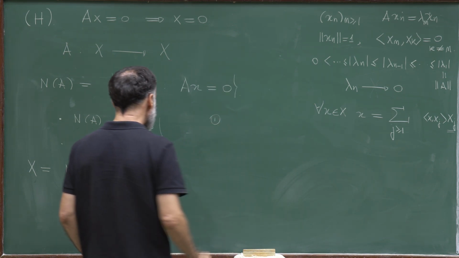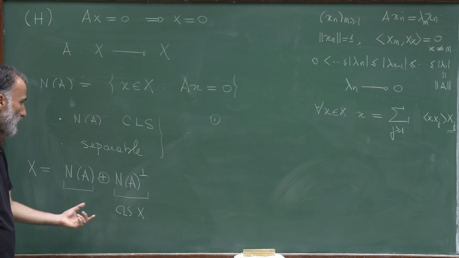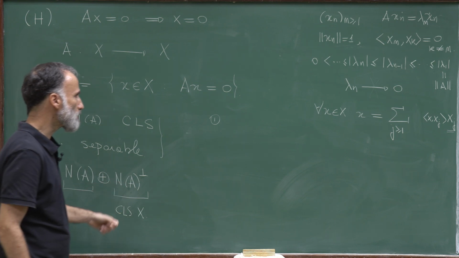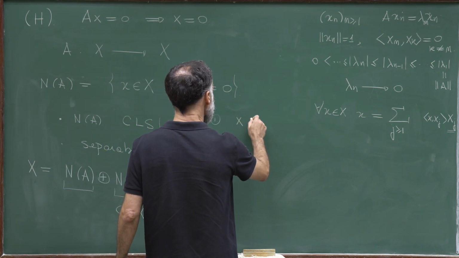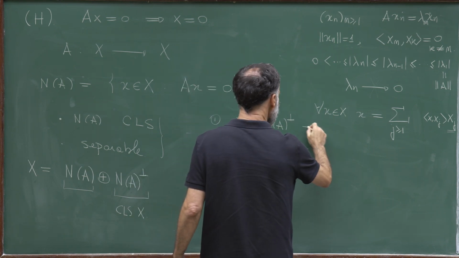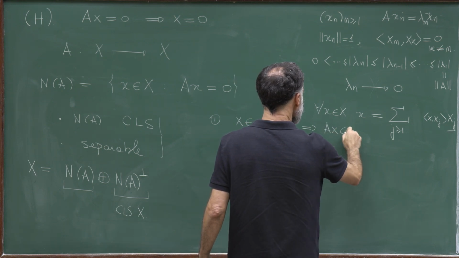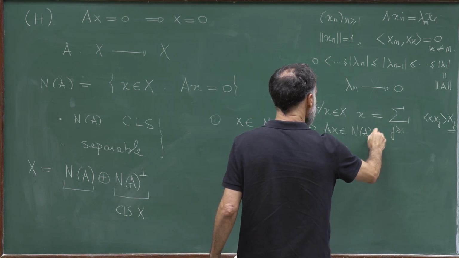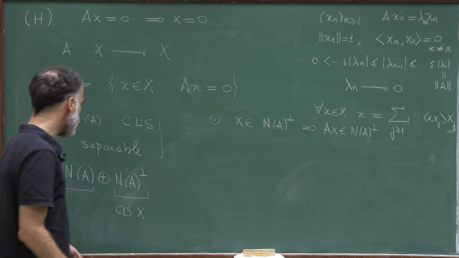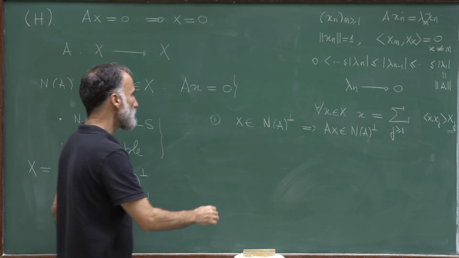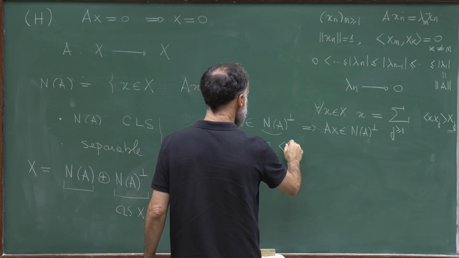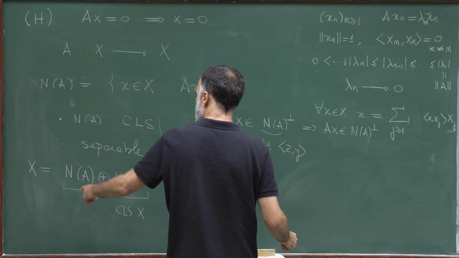The first point, I claim that if I take an element in this space, and I apply A to this element, this new element still belongs to this space. So let me make it precise. Let's assume that x belongs to the perpendicular of N of A. What I claim is that Ax also belongs to the perpendicular of N of A. So let's prove that. That's easy. What defines this space? Well, this is the space of all points z such that z is orthogonal to all elements of N of A.